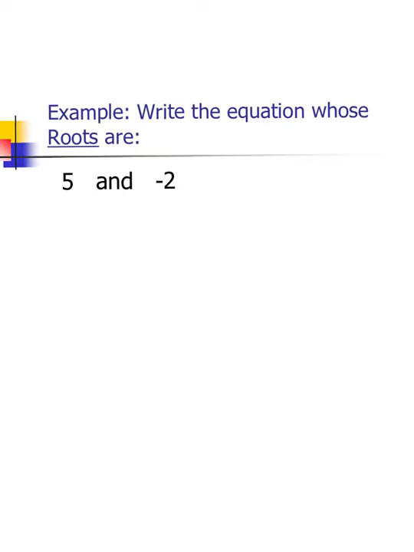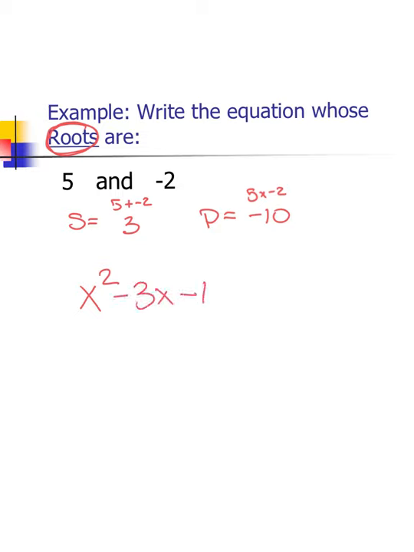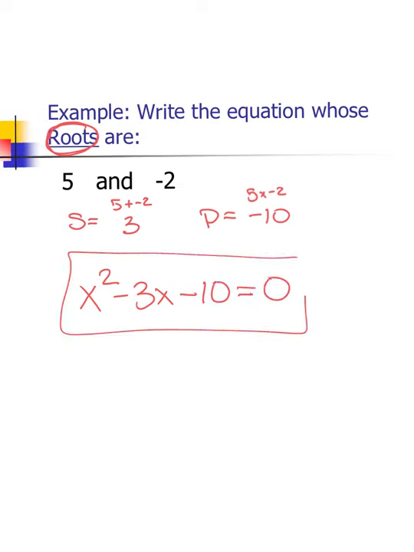Now, if I look at this one, it says write the equation whose roots are. So keyword, and I underlined it here for you, the roots. Now, we're used to having the sum and the product. To get the sum, what's 5 plus negative 2? That's 3. To get the product, what is 5 times negative 2? That's negative 10. So now my equation becomes x squared, take the opposite of the sum, minus 3x, take the product, and then write your equals 0. And this is your answer.